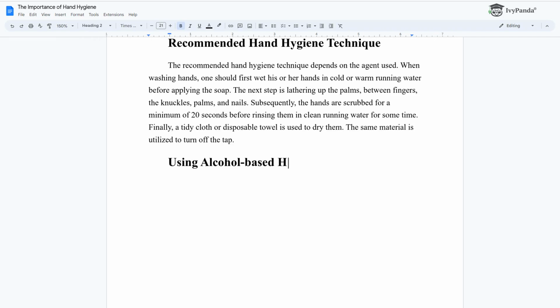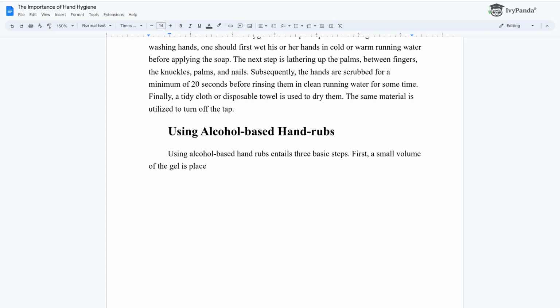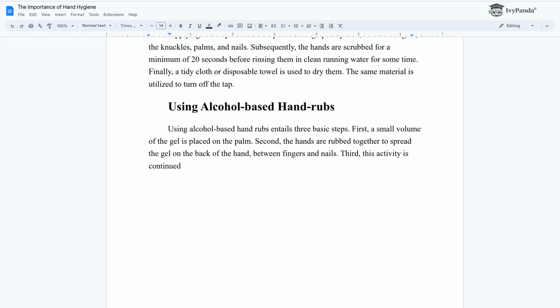Using alcohol-based hand rubs. Using alcohol-based hand rubs entails 3 basic steps. First, a small volume of the gel is placed on the palm. Second, the hands are rubbed together to spread the gel on the back of the hand, between fingers and nails. Third, this activity is continued until the hand rub dries out, which takes about 20 seconds.